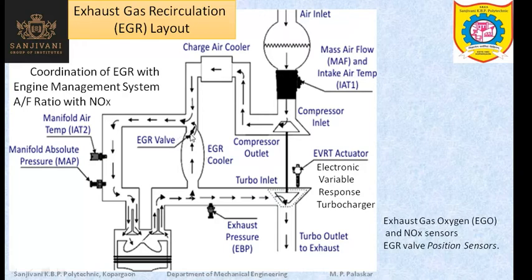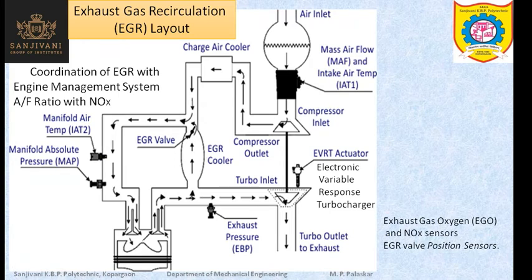The engine control unit senses the position of the EGR valve. At the same time, the position of the EGR valve is also controlled by the ECU by sensing some other parameters like the NOx percentage, the quantity of air which is entering inside the engine, and the oxygen which is leaving the engine. So all these parameters are sensed. Many other parameters are also there, and there is an overall control of the system.